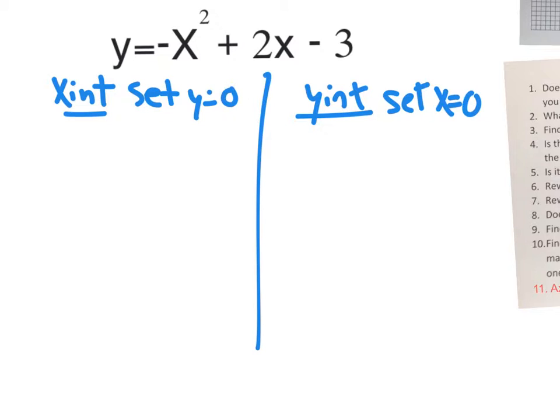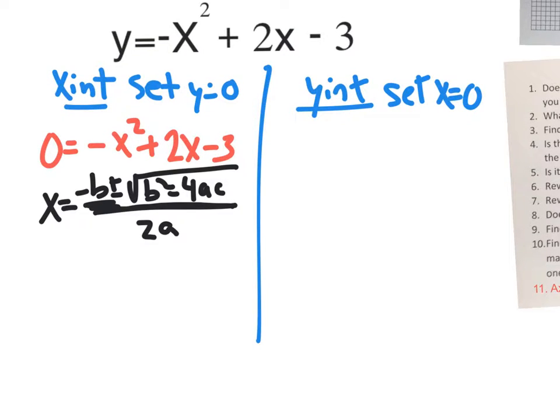Let's start with the x-intercept on the left side. So I'm going to set y equal to 0. It's going to say 0 equals negative x squared plus 2x minus 3. Now I need to solve this thing. Now one option is to factor, split, and solve, or if that seems too confusing because the a value is -1, you could always fall back on the quadratic equation.